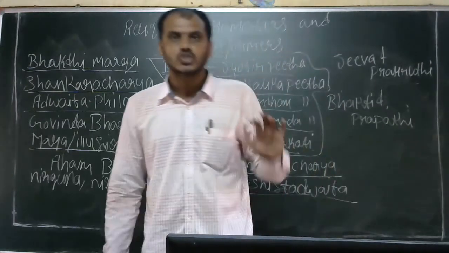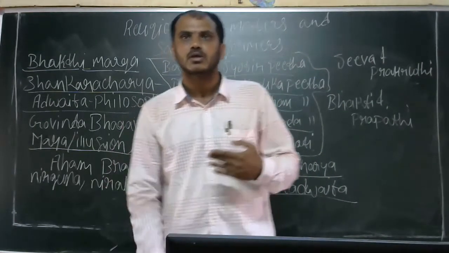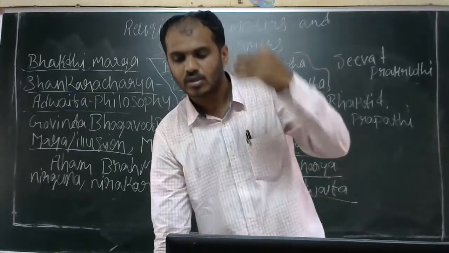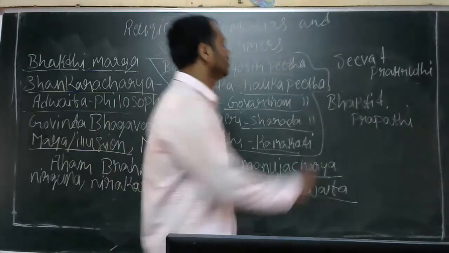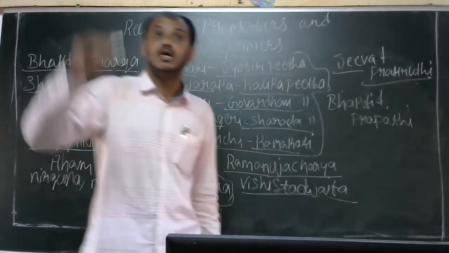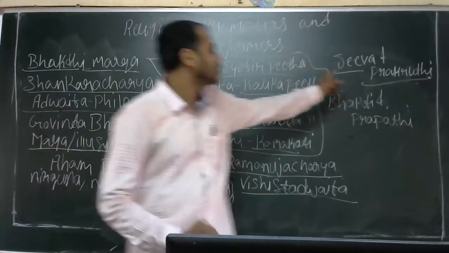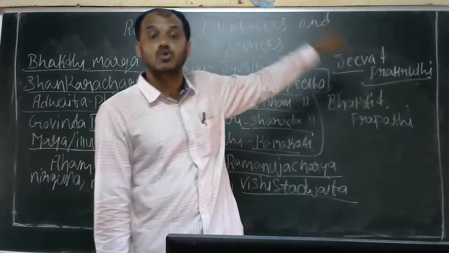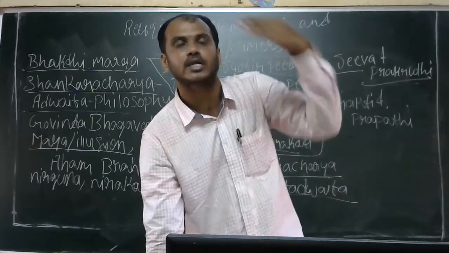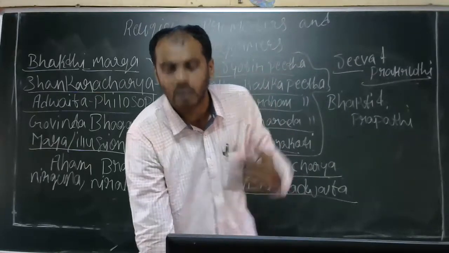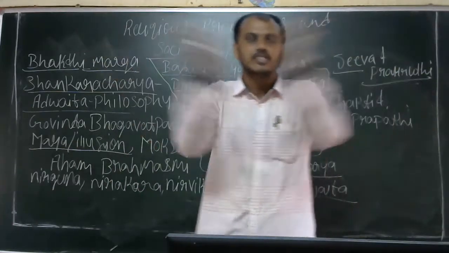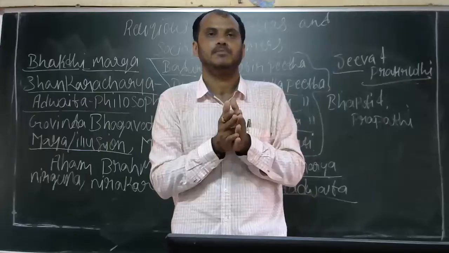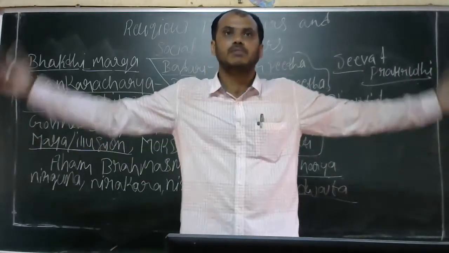According to the Visishtadvaita philosophy, Jiva and Prakriti are under the control of Brahma. Jiva means life, Prakriti means nature. Atma and Paramatma cannot become one simultaneously. They are separate.